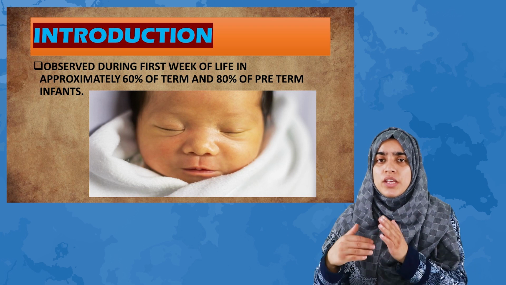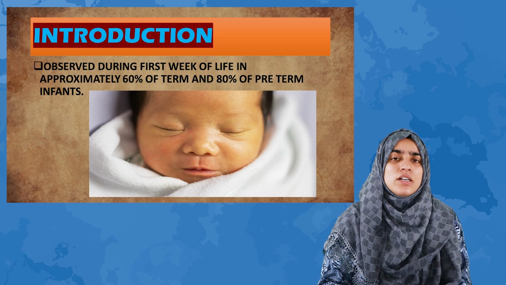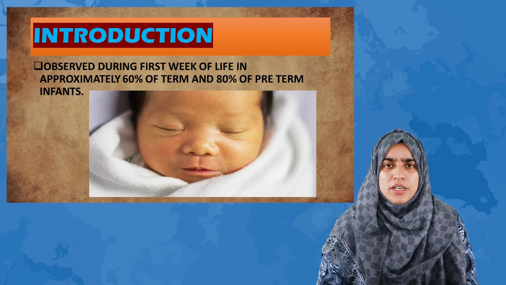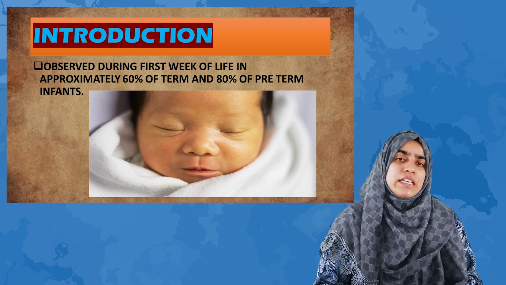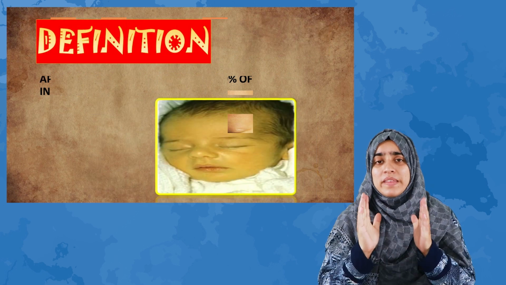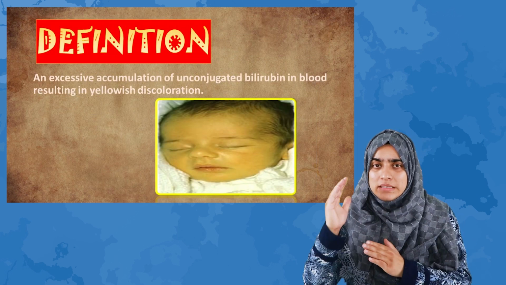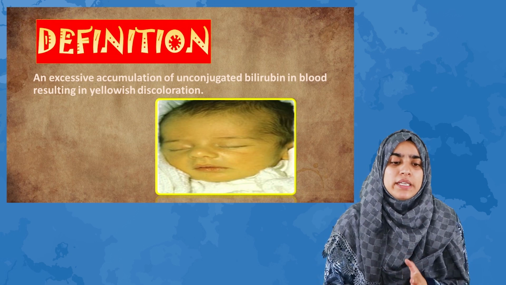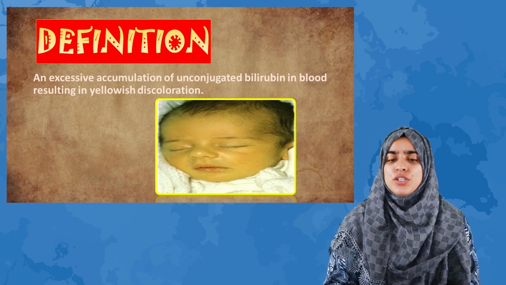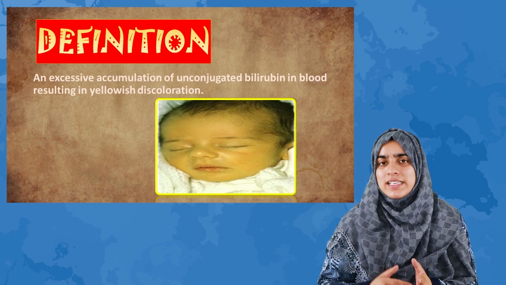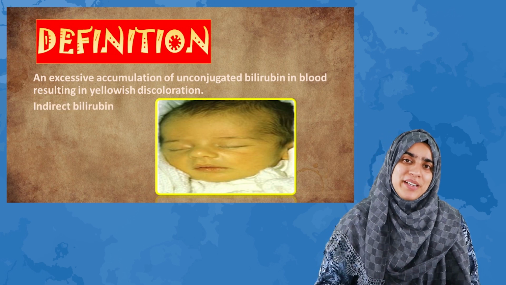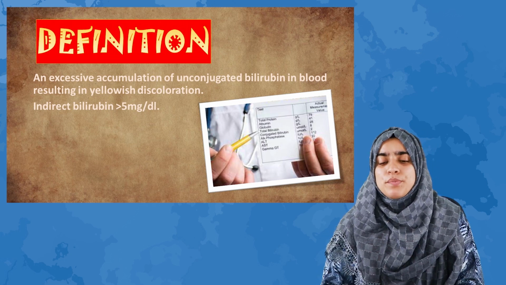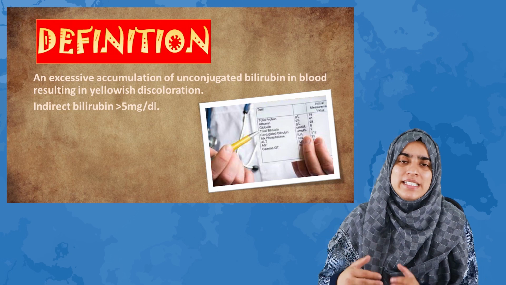It is observed during the first week of life, that is, the first week after birth. It is seen in approximately 60% of term infants and 80% of preterm infants. The condition refers to an accumulation of unconjugated bilirubin in the blood that results in yellowish discoloration of the skin as well as the mucous membrane. When the indirect bilirubin is more than 5 mg per deciliter, it may manifest as jaundice.